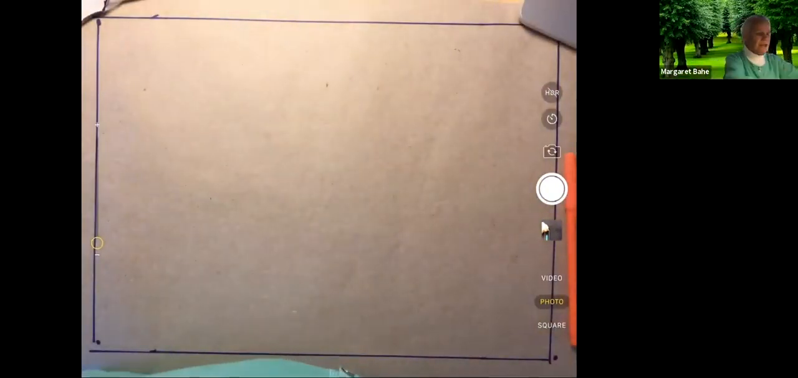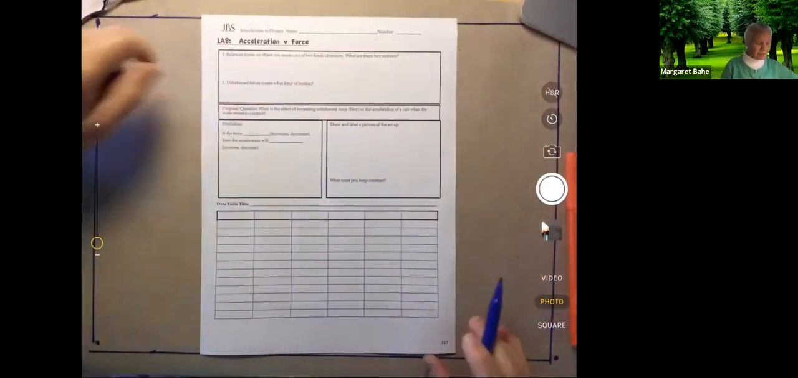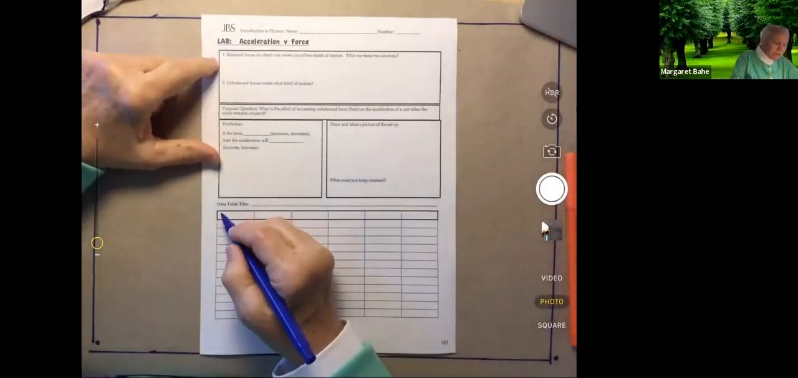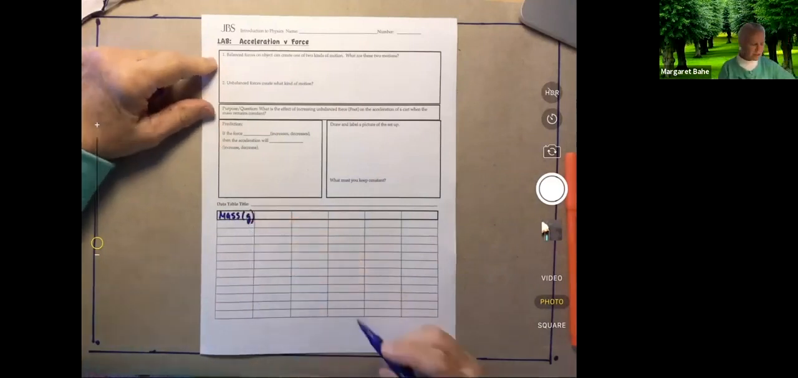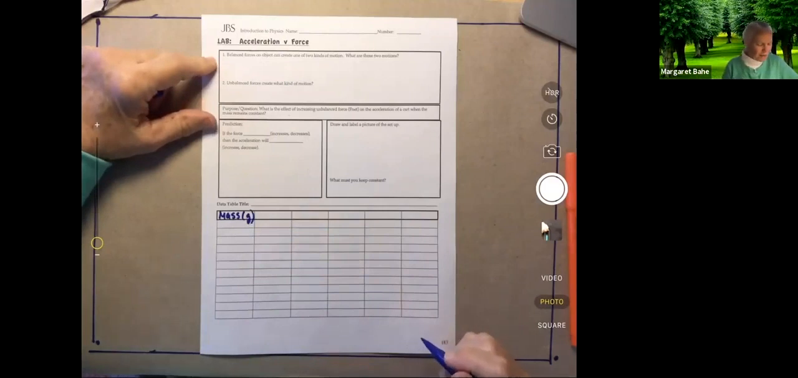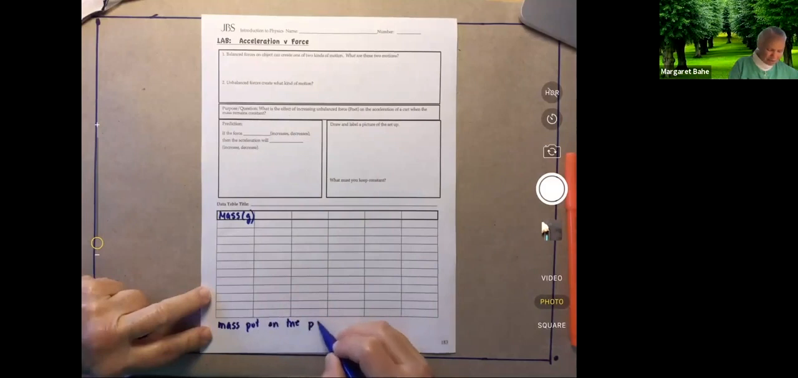All right, so now with that explanation, let's go to page 183. You're probably already there. And let's get our table going down here. So we're going to use our data table. The first thing we're going to do is I'm going to have a column labeled mass. And that's going to be the mass in grams. So fill this out as we go. I'm just going to make a note down here. This is the mass that we put on the pan.